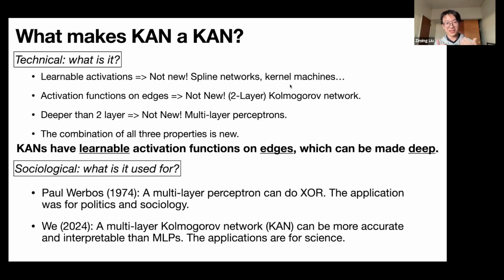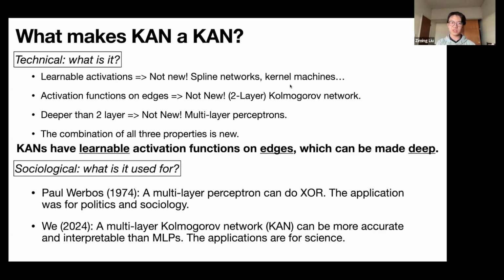KANs are deep, more than two-layer. That's for sure not novel because deep learning is all about stacking more layers. So if you are obsessed with what is new, then I have to say that the combination of all three properties is new. You may say that this sounds like x plus y plus z, and I have to confess it is. So KANs have learnable activation functions on edges, which can be made deep. This is a combination that has never been encountered before. And because of its depth, it has some potential that was not possible before.